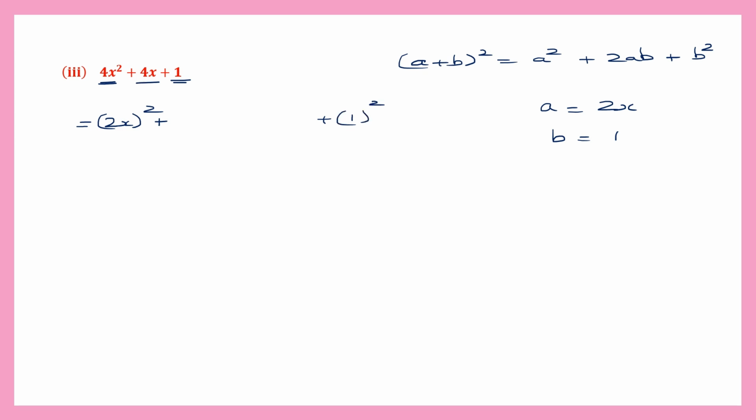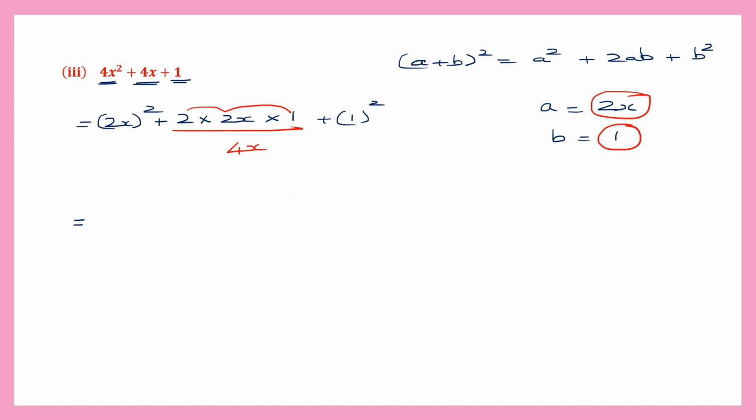So that is 1 square. Now let's see whether we can get 4x. So 2 into a. And what is a? A here is 2x. So 2 into 2x into b. And what is b? B is 1. So now let's work this out. 2x into 1, 2 2s are 4, 4 1s are 4. So we get 4x. That means we have got this 4x, 2x square is there and 1 is there. So we've got this. That means this trinomial is also a perfect square.